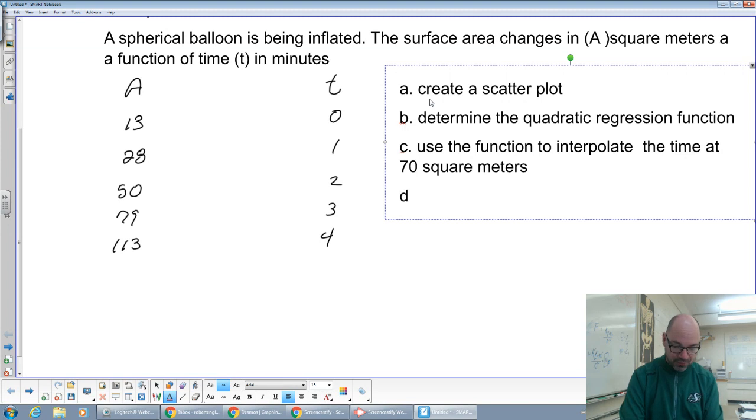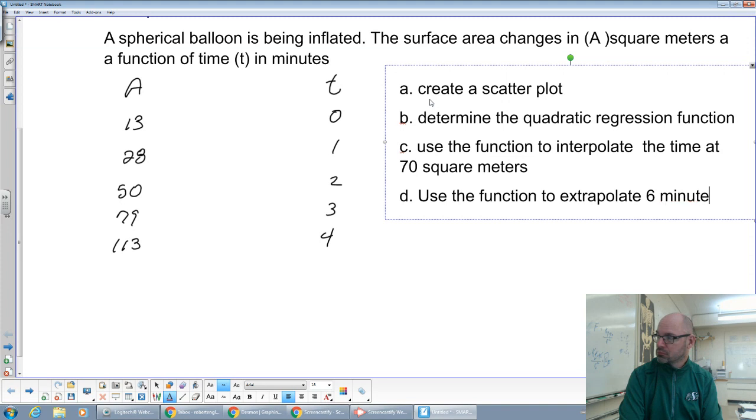And we'll do an extrapolate. Use the function to extrapolate up to 6 minutes. Okay, so that'll be our question. So we're going to do this on Desmos.